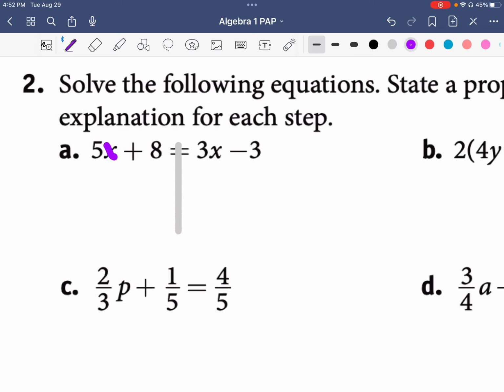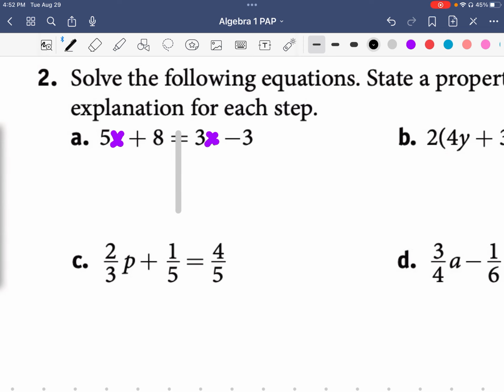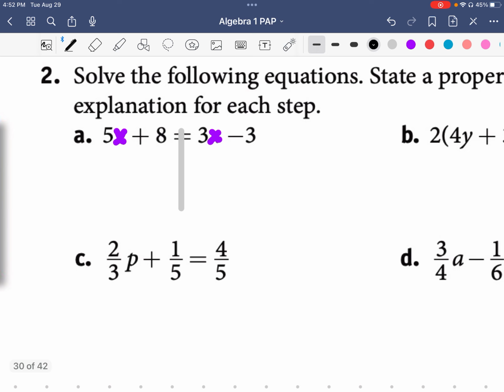All right, we've got our x on both sides. So remember, you're going to take the smaller of the two x's and you're going to move it to the other side. Since 3 is smaller, I'm going to cancel out the 3. There we go.